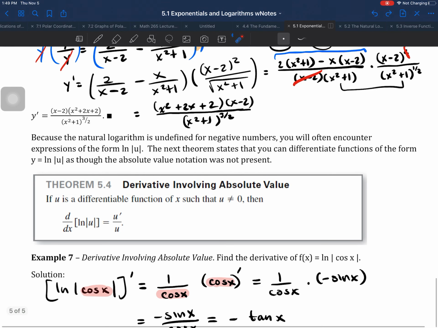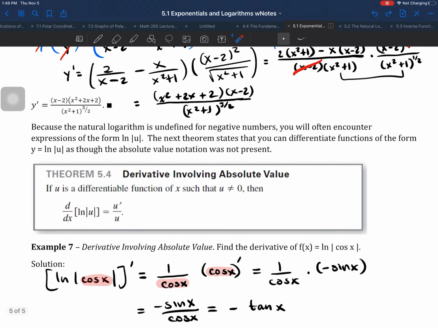Okay, moving on to the next example. Because the natural logarithm is undefined for negative numbers, you will often encounter expressions of the form natural log of absolute value of u. The next theorem states that you can differentiate functions of the form y equals natural log of absolute value of u as though the absolute value notation was not present. So, differentiation involving absolute values: if u is a differentiable function of x such that u does not equal 0, then the derivative of natural log absolute value of u will be u prime over u.